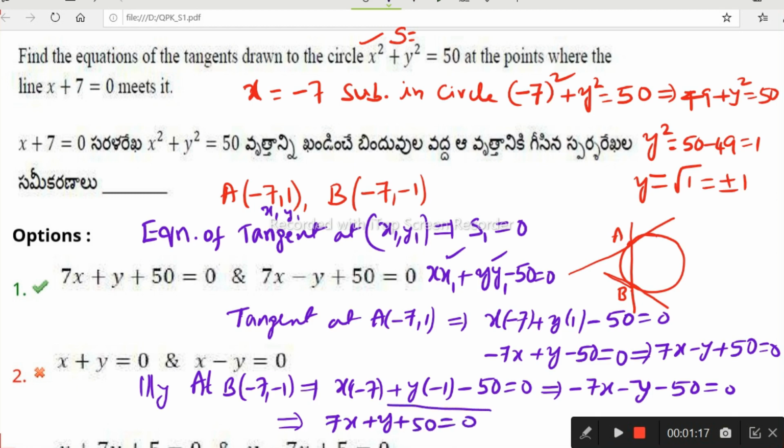Like this, you can find the two equations. One is in the form 7x minus y plus 50 is equal to 0. The other is in the form 7x plus y plus 50 is equal to 0. Both the equations are there, and clearly the first option, right?